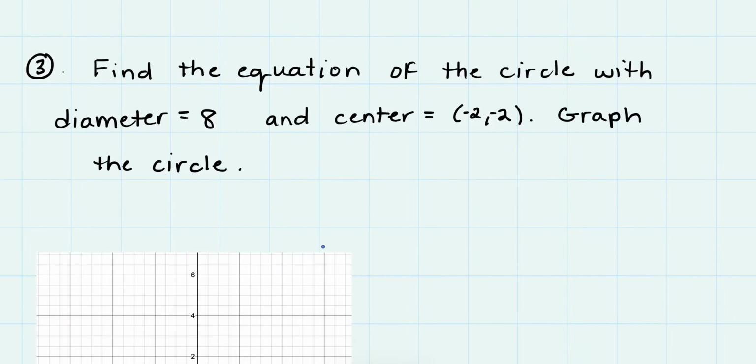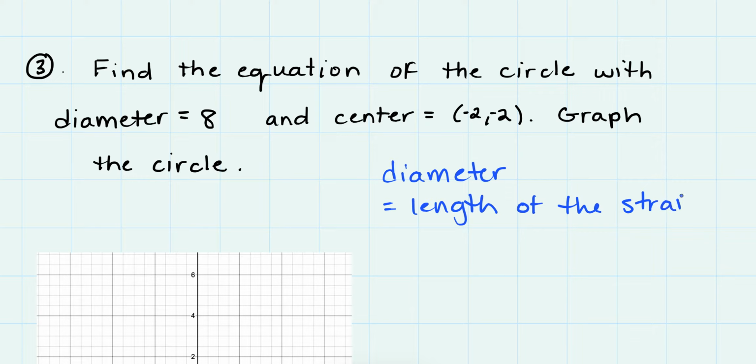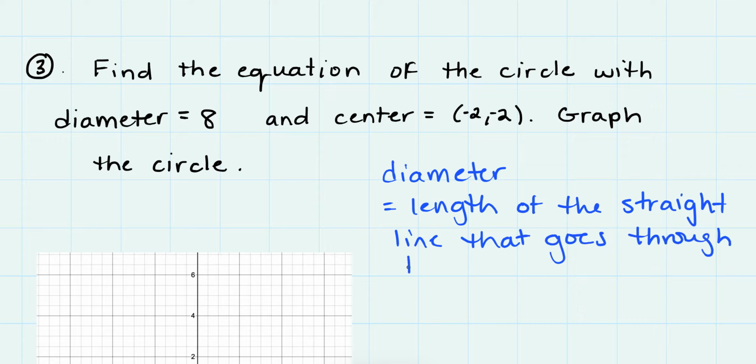Let's try another problem. Let's find the equation of the circle that has a diameter of 8 and center -2, 2. Let's also graph the circle. What is a diameter? Well, a diameter is the length of the straight line that goes through the center.